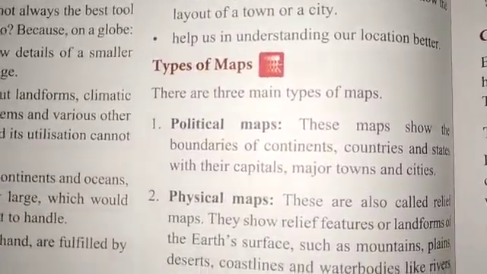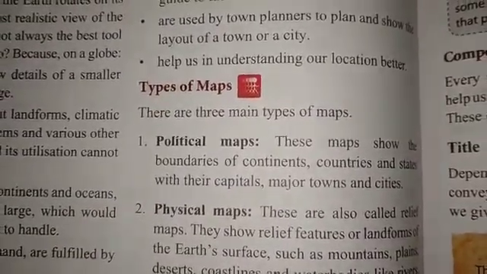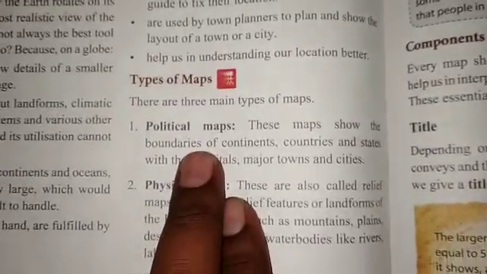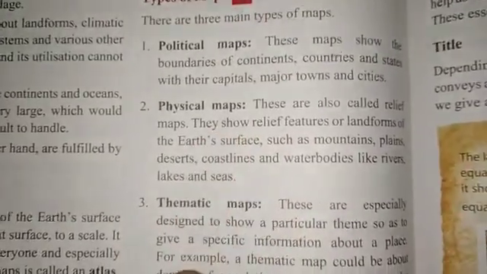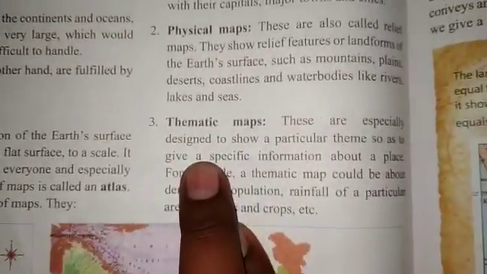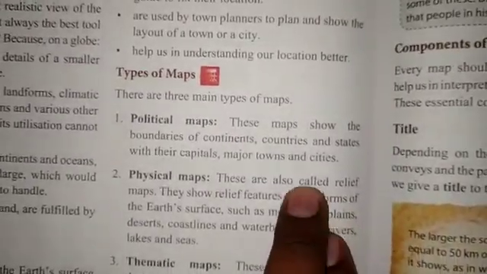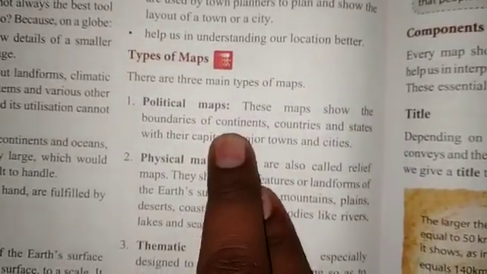Now, let us see how many types of maps there are. There are mainly three types of maps. The first one is the political map, the second one is the physical map, and the third one is the thematic map. Now let us see what they are. The political map shows us the boundaries of the continents, countries, states with their capitals and the major towns and cities. So these are the things that are outlined on the political map.